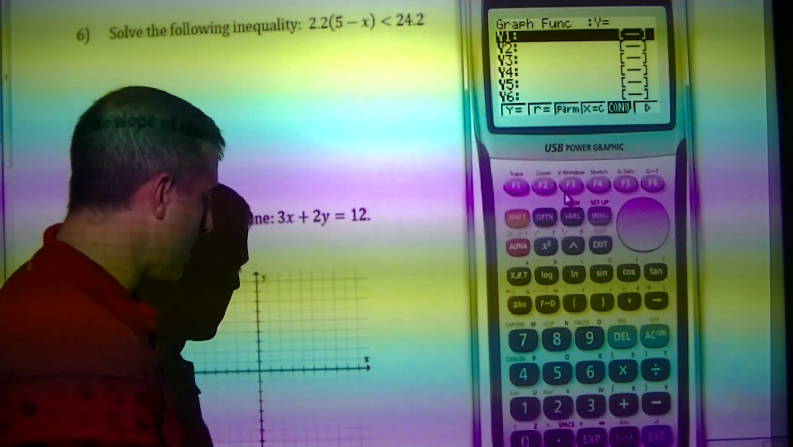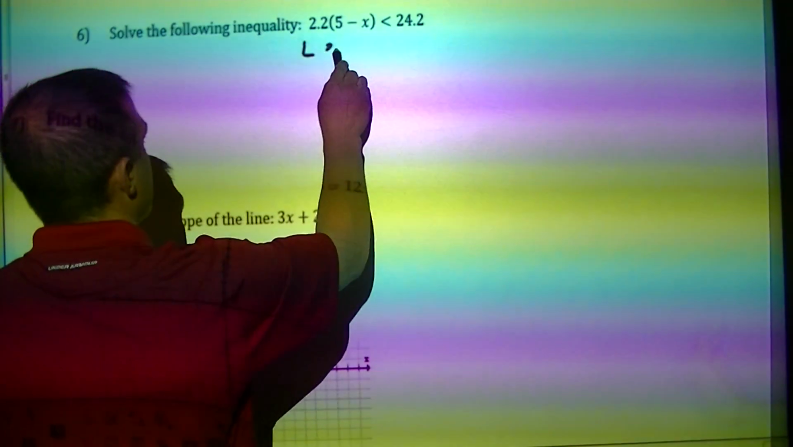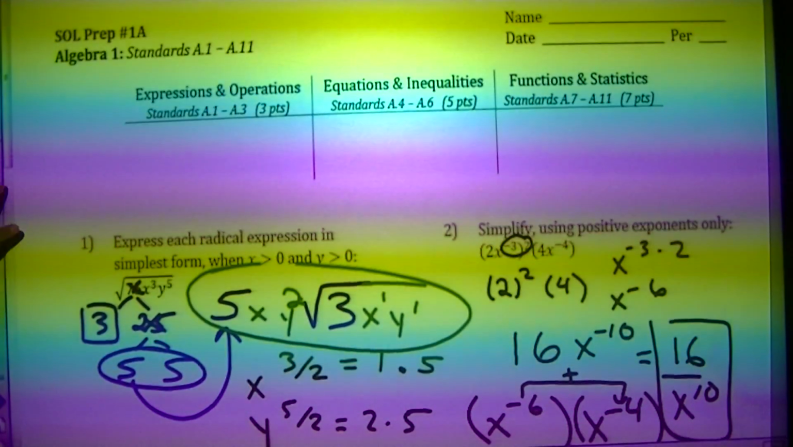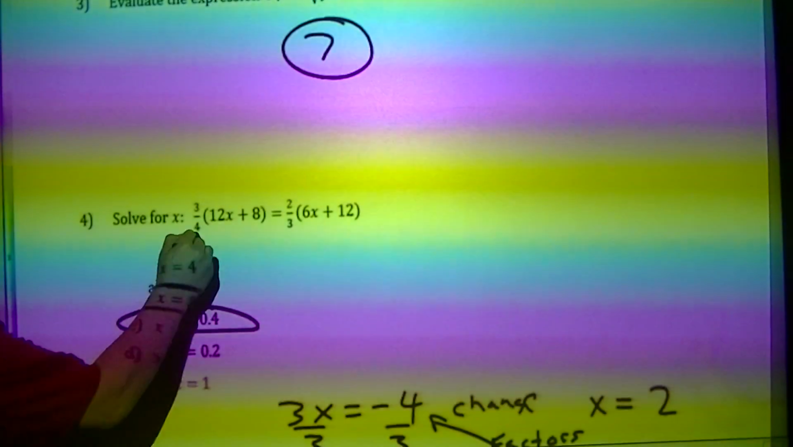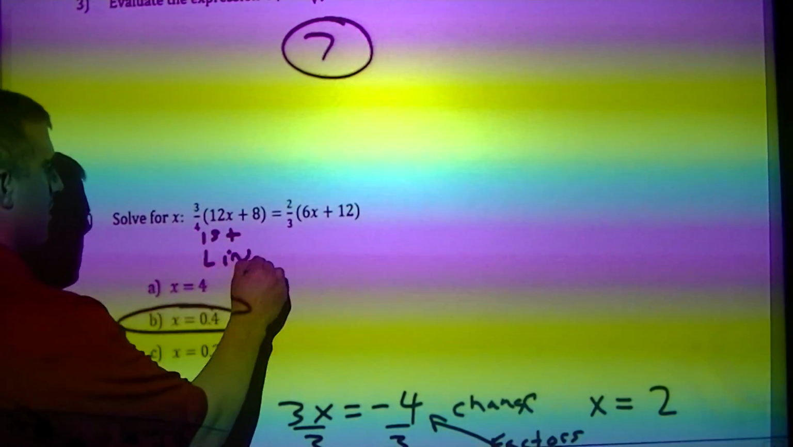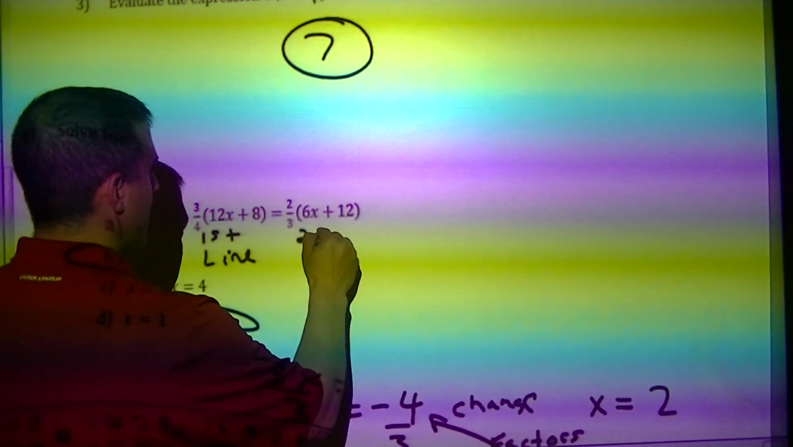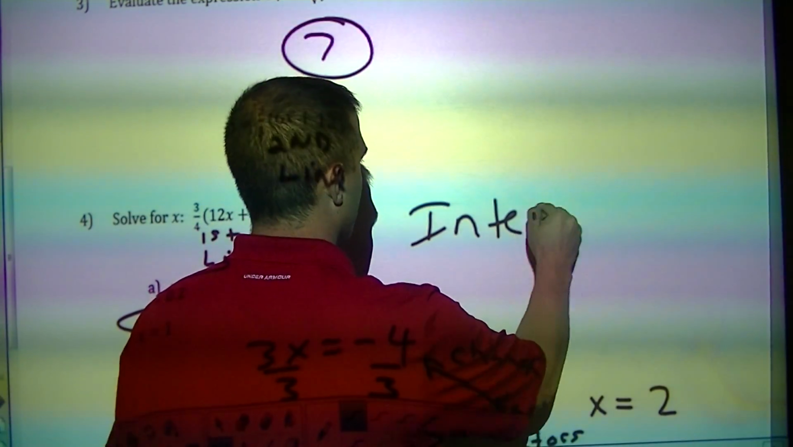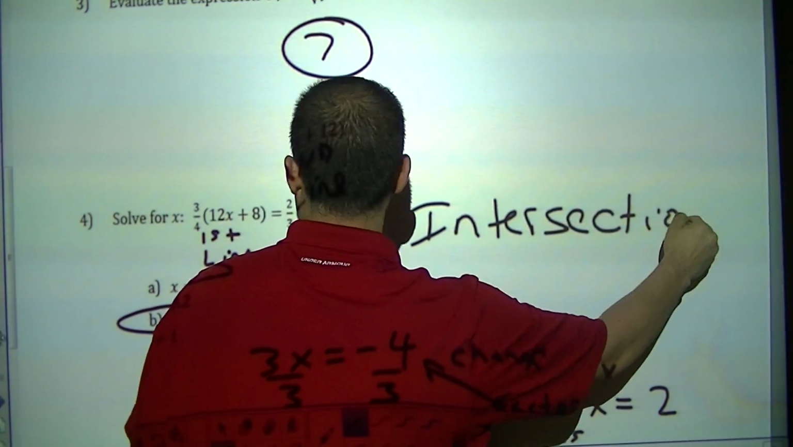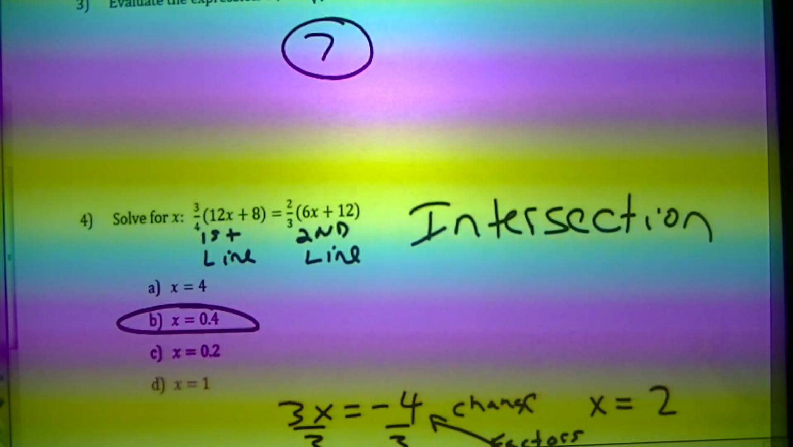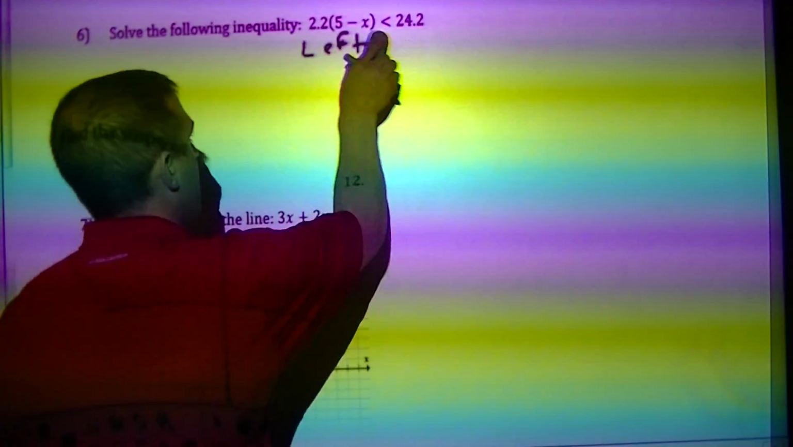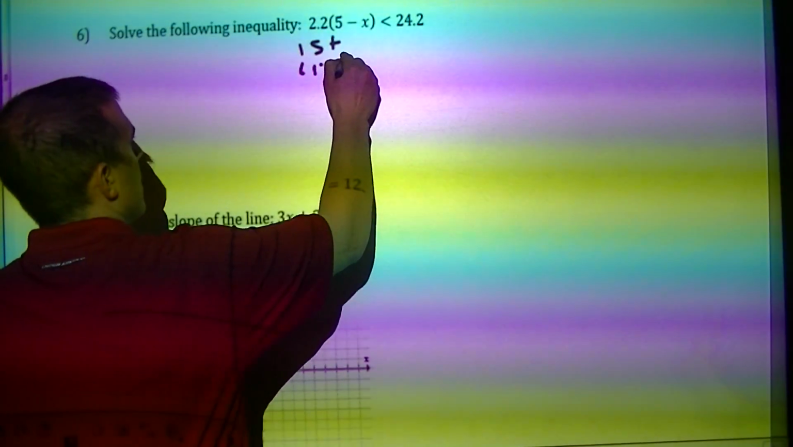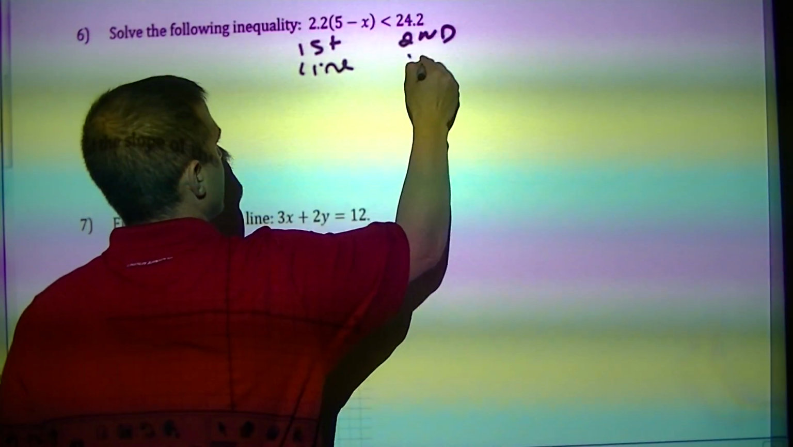Now, for this first line, this is going to be my left side, and I probably should have said that back here. This left side is going to be my first line. This is going to be my second line, and I'm going to find the intersection. I went through that sort of quick. Now, I'm going to do the same thing here. This is going to be my first line. This is going to be my second line.